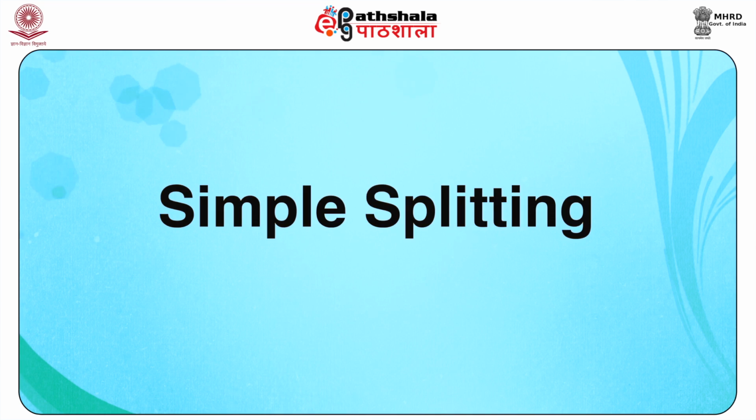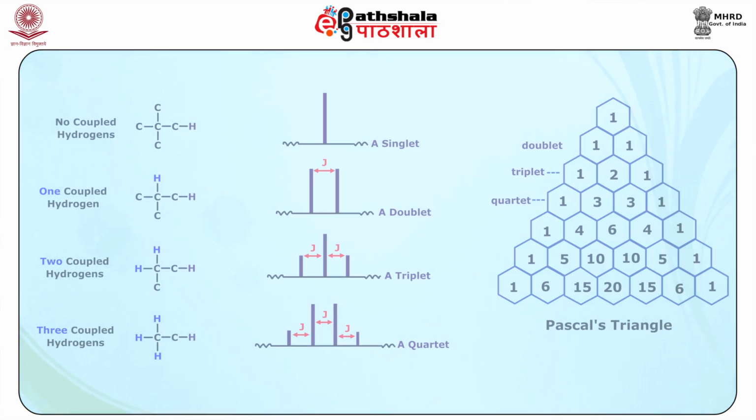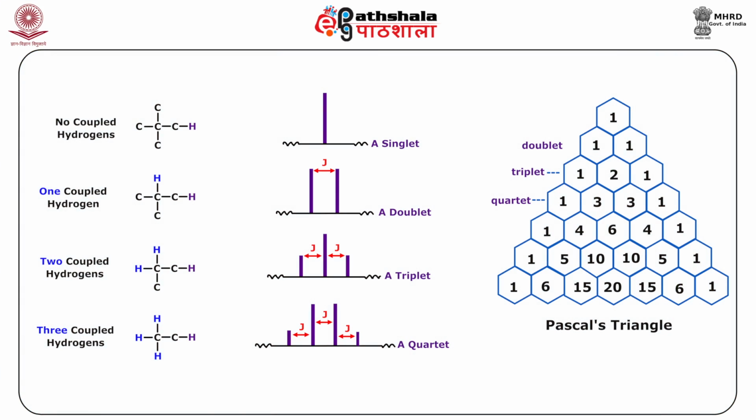Now, let us begin this module with the study of simple splitting. In a simple spin-spin coupling, we observed that a particular proton is coupled to a set of equivalent protons and the multiplicity is decided by the total number of the similar types of protons in the molecule. This can be seen in the figure. The intensity of the peaks is according to Pascal's triangle. This is clearly shown here in the figure, the Pascal triangles and the coupling.